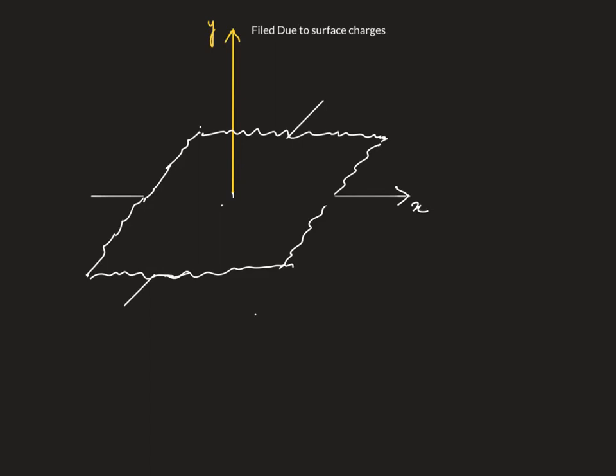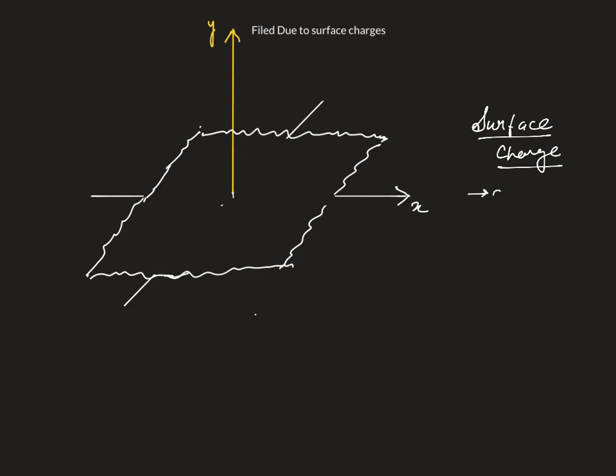This is an explanation on field due to surface charges. Now, what are surface charges? What is a surface charge? If you have seen the explanation on line charges, surface charges becomes clear.